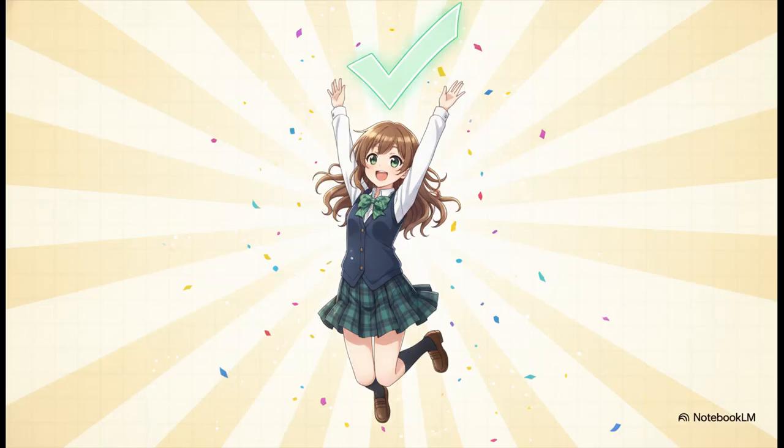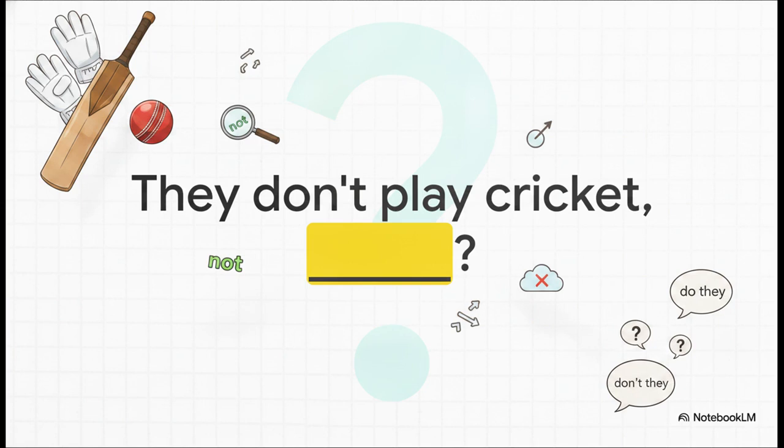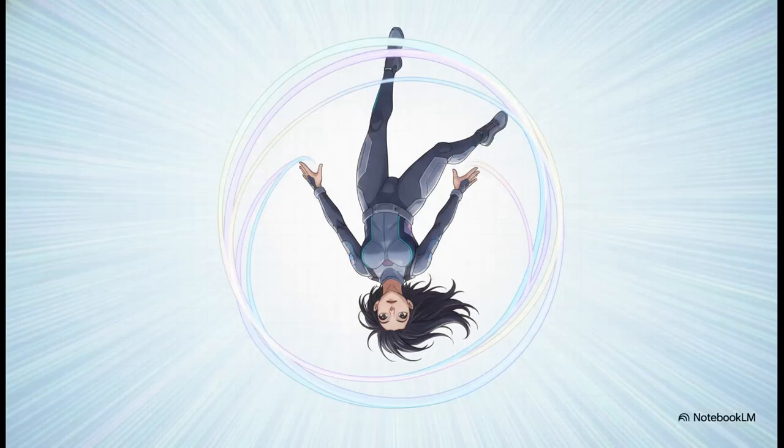If you said "isn't she," you nailed it. It's a positive statement, so it strictly demands a negative tag. Next up, they don't play cricket, blank. Are we choosing do they or don't they? The answer is do they. The statement is already negative, so we successfully flip the polarity right back to positive.